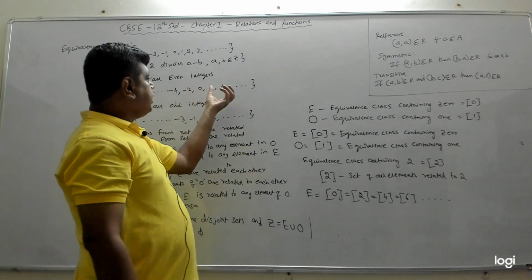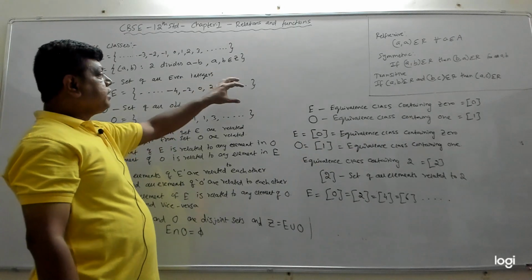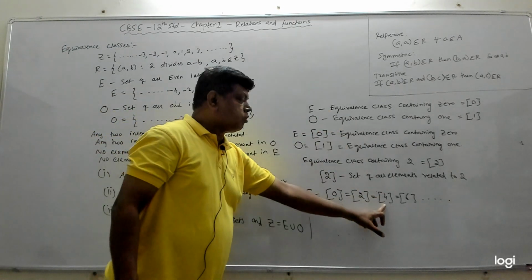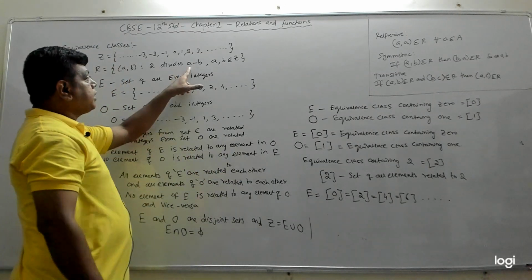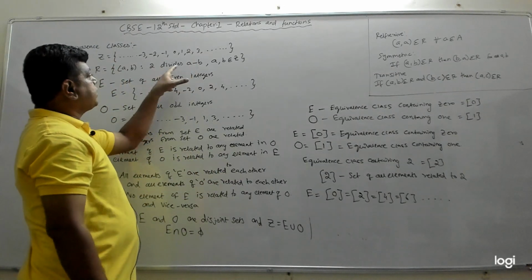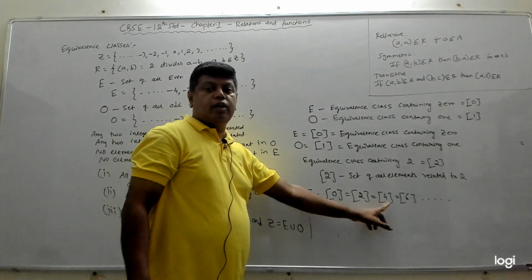Similarly, any number that I take from this set, which is the set of all even numbers, if you take 10, 10 is related to 4. Why is 10 related to 4? Because 10 minus 4 is 6 and 2 divides 6. So any even number is related to 4.